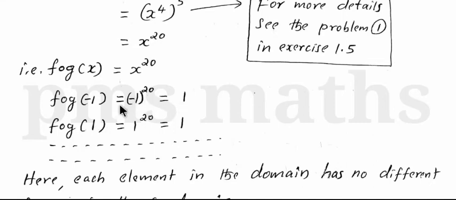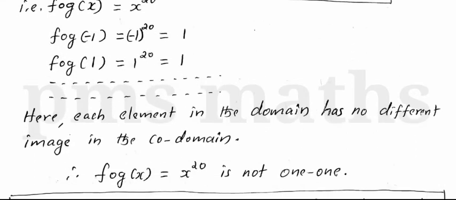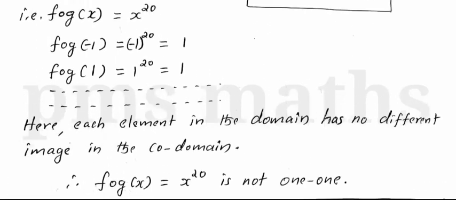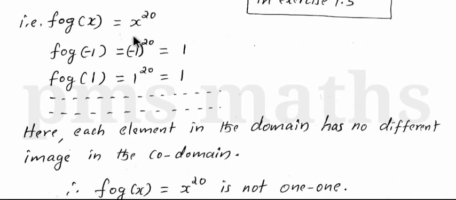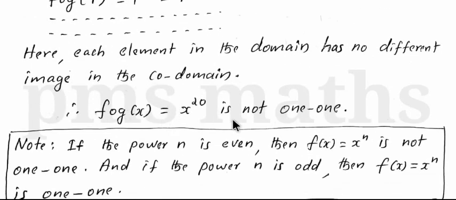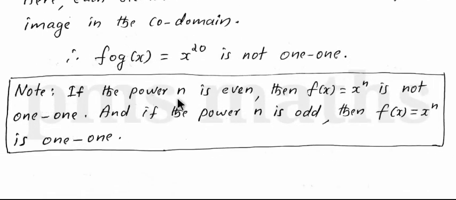Then take plus 1. Here x is equal to 1. Means here also we can substitute x is equal to 1. 1 raised to 20 is nothing but 1. Here from these values we can say each element in the domain has no different image in the codomain. There is no difference. They are the same. Therefore, we can say this function f of g of x is equal to x raised to 20 is not 1-1 function.